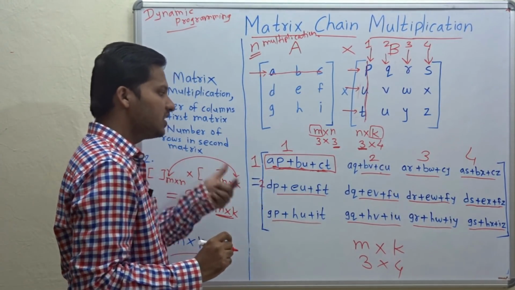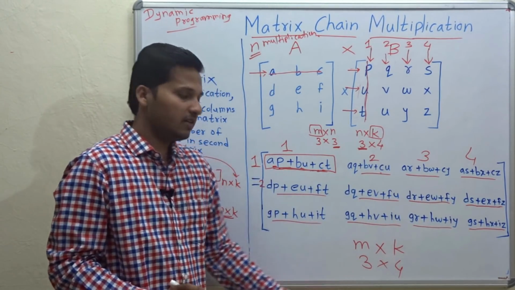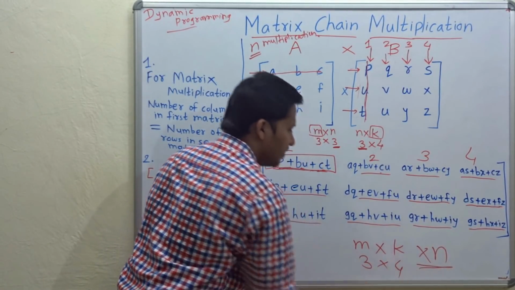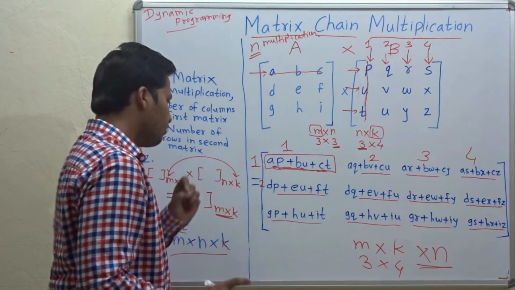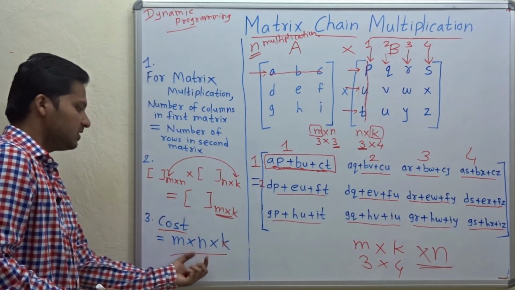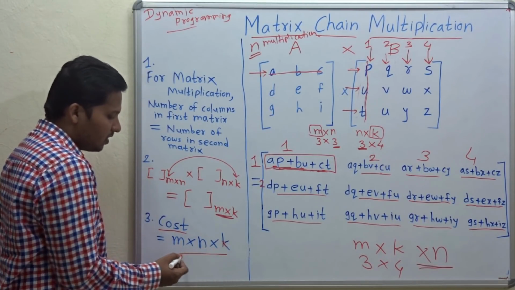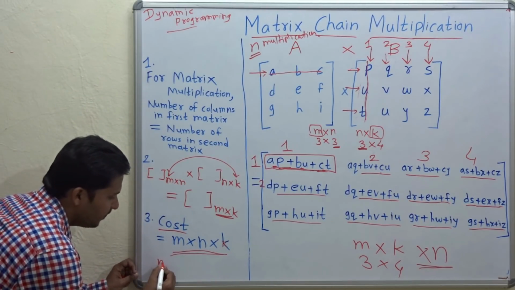And how many such cells are there? M cross k cells are there. So for each cell n multiplications take place. So m cross k cross n. These are the number of multiplications taking place. So I have written it here, m cross n cross k. I have written it in this way because it will be easy to understand like this.